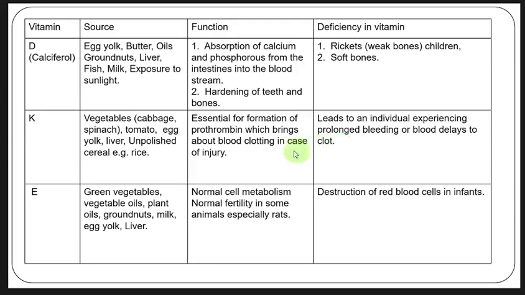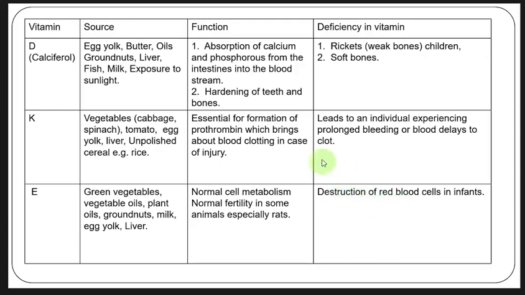in their bodies. All right, then the other vitamin here is vitamin E, and its source is green vegetables, vegetable oils, plant oils, groundnuts, milk, egg yolk, liver. And its function is that it helps normal cell metabolism, and also normal fertility in some animals, especially rats. All right, and its deficiency brings about the destruction of red blood cells in infants.